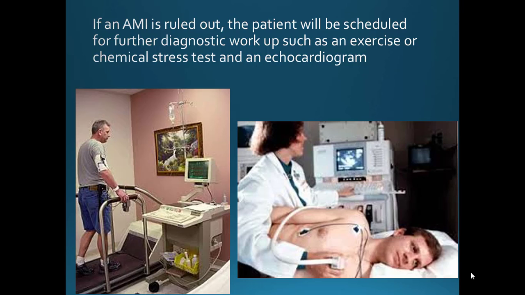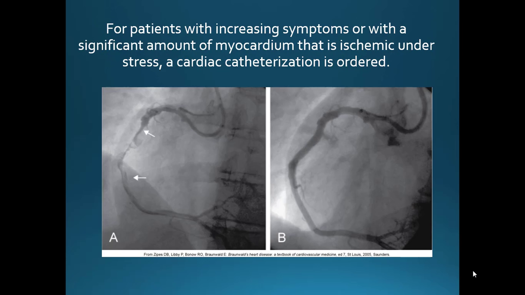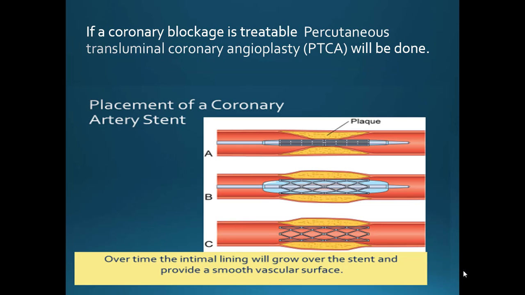If an acute MI is ruled out, the patient will be scheduled for further diagnostic workup such as an exercise or chemical stress test and an echocardiogram. For patients with increasing symptoms or with a significant amount of myocardium that is ischemic, a cardiac catheterization will be ordered. Cardiac catheterization and coronary angiography provide images of the coronary circulation, and they can identify the location and severity of any blockage.